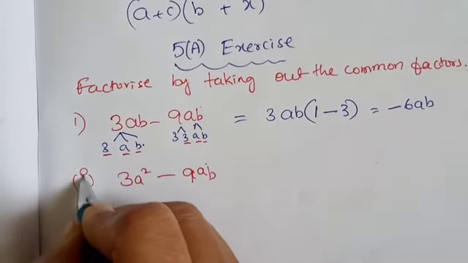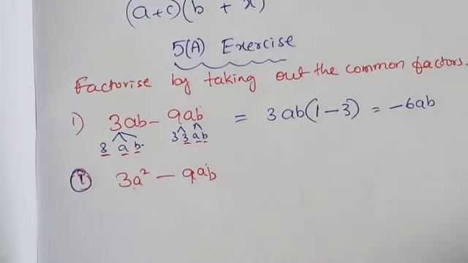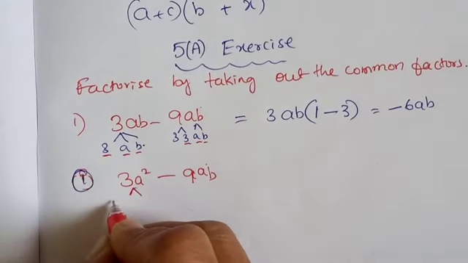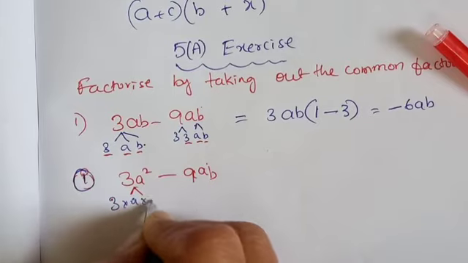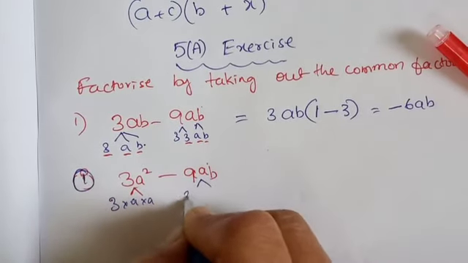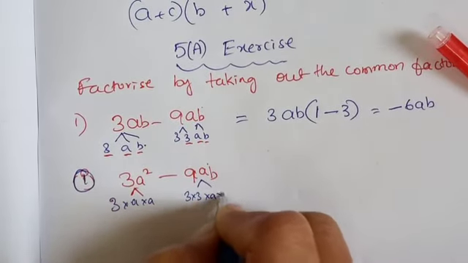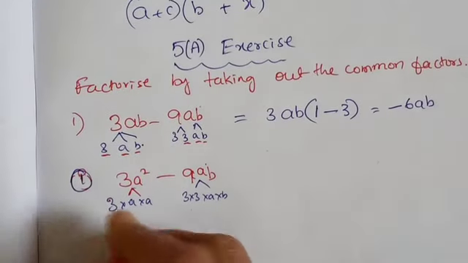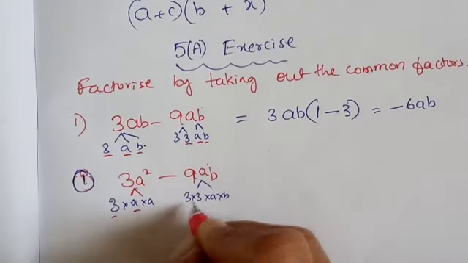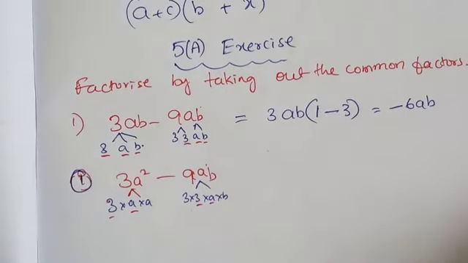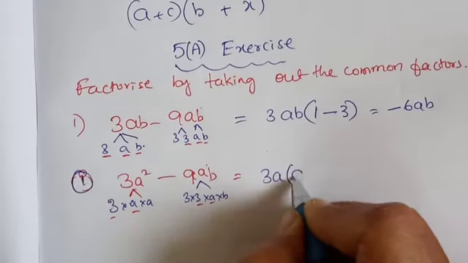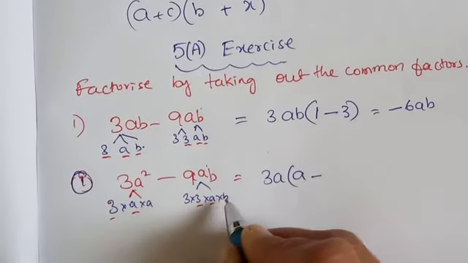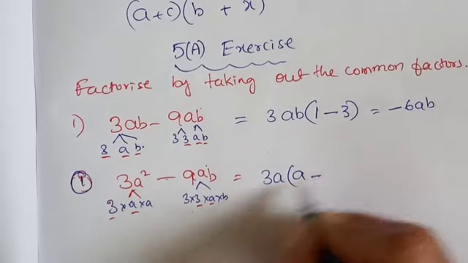Now this one is a factorization question. First question: this is 3a square, 3 into a into a, and this is 3 into 3 into a into b. Now I will take 3a common. Okay, children. So now 3a, what is left here? a. What is left here? Minus 3b.